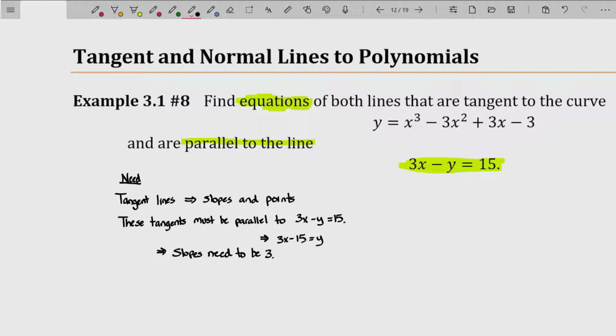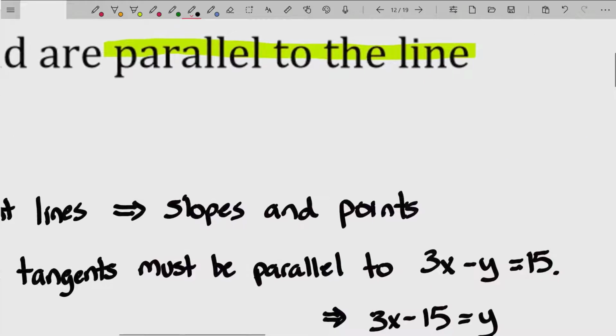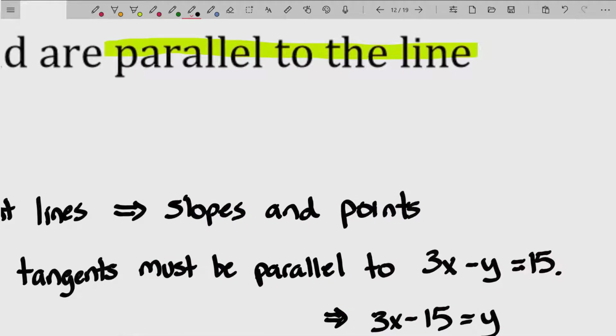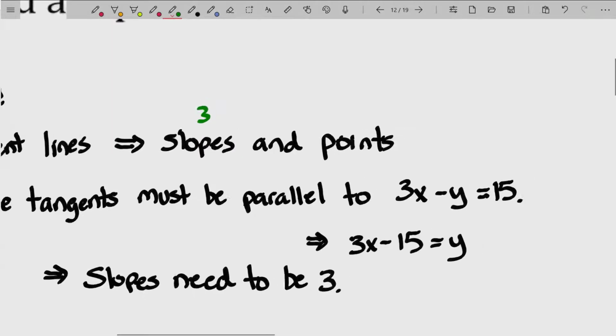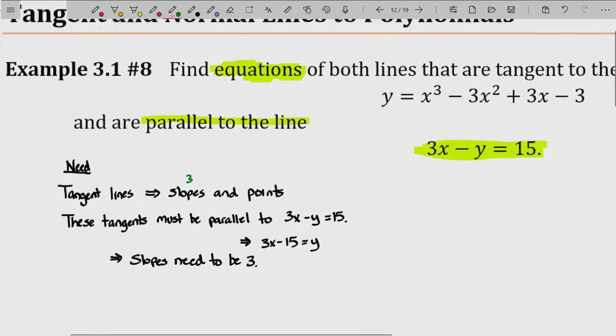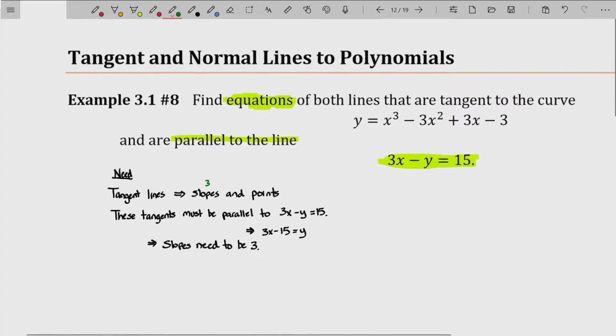So now I know I need a couple lines, and to have lines I need slopes and points, and I need my slopes to be 3 because our lines must be parallel to this other line, 3x minus y is equal to 15. Another confusing piece is how you are going to find a point. And also, where does a derivative come into play?